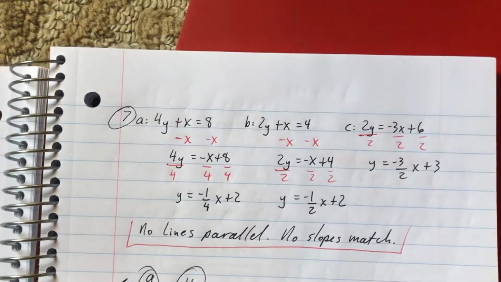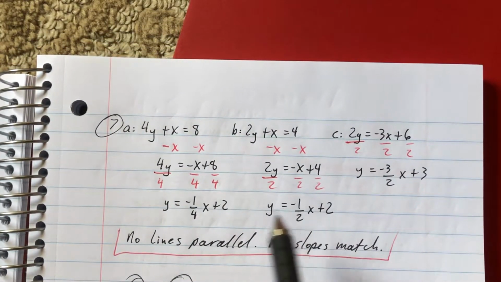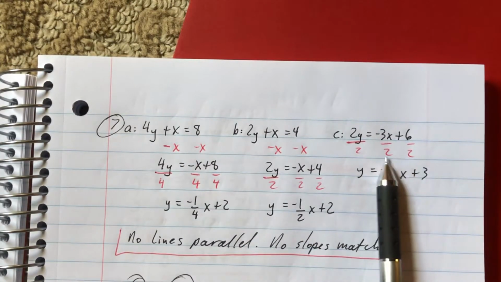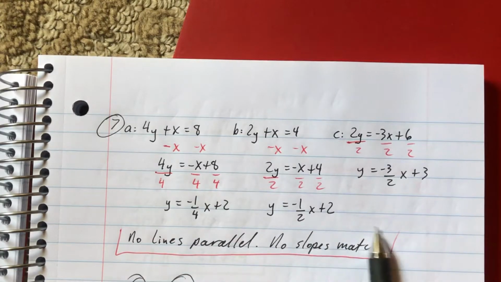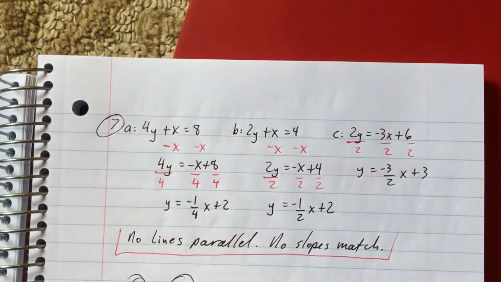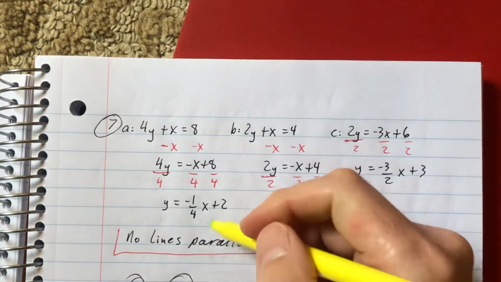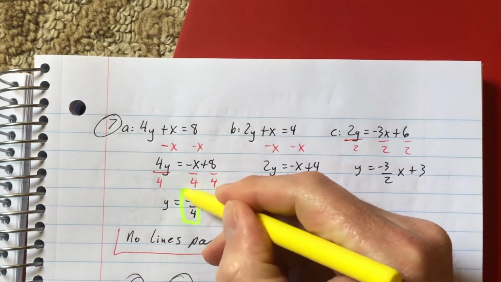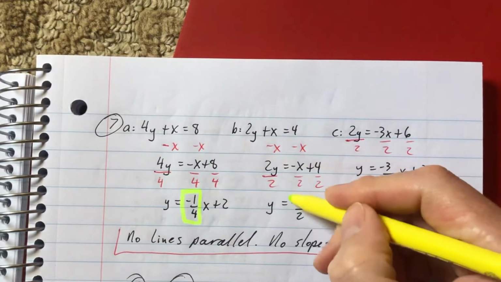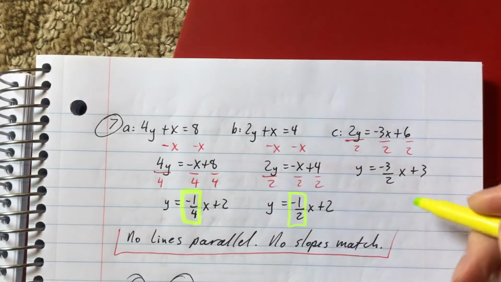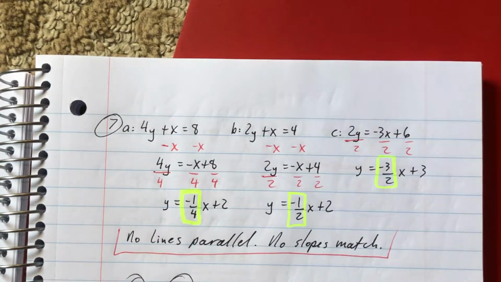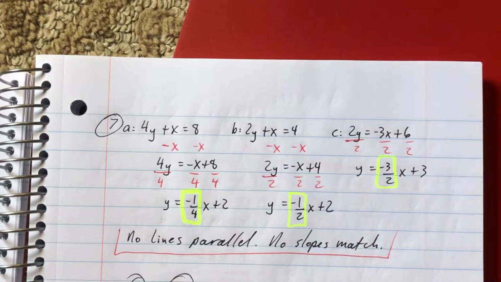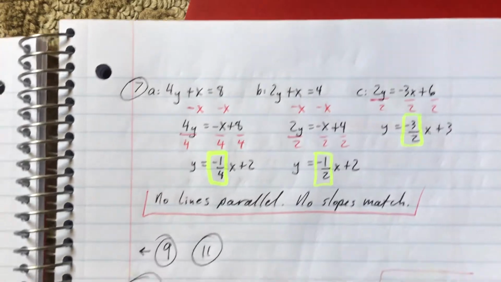All right, number 7. Number 7 is where we've got 3 lines, and we need to solve each of them for y and get them into y equals mx plus b, and we need to look at all of the slopes. And so the slope is in this position, and so the slope of line A is negative 1/4, the slope of line B is negative 1/2, and the slope of line C is negative 3 over 2. So they're all different, so no lines are parallel. I don't see any opposite reciprocals either, so none of them are perpendicular either.